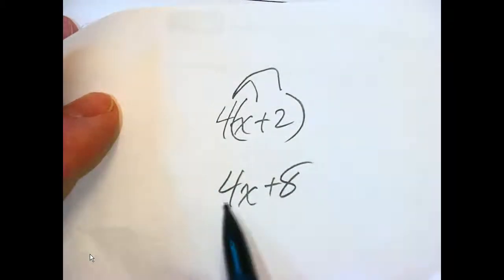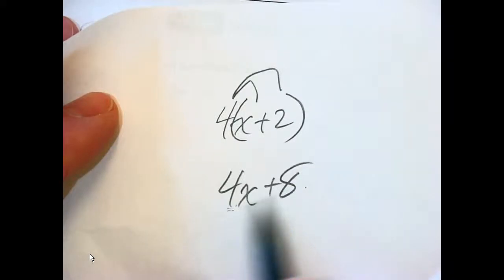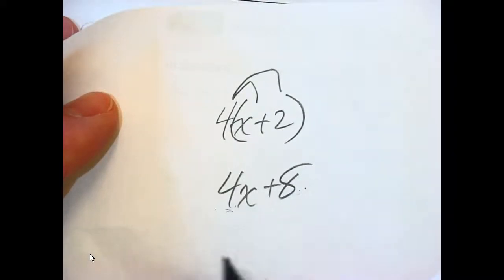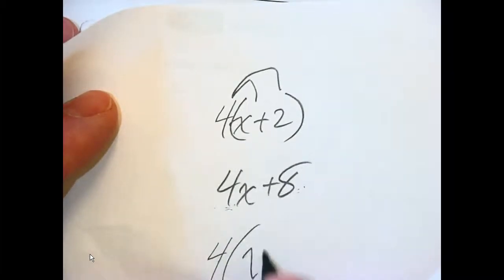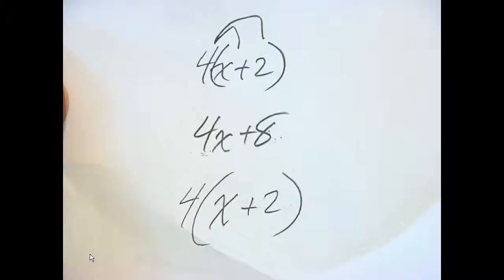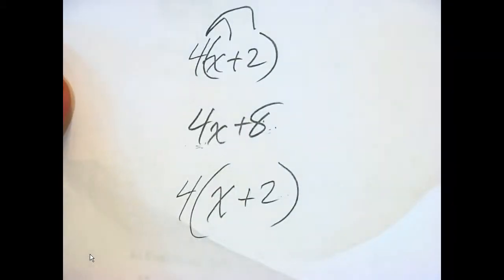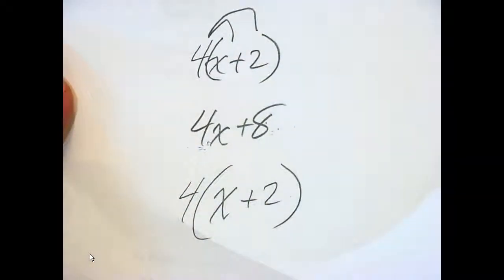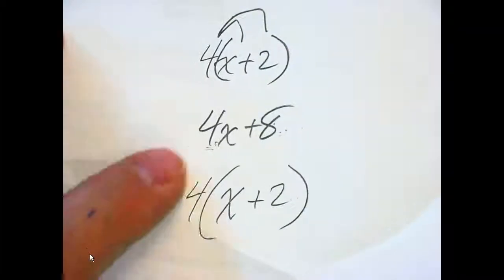You say, hey, what goes into 4 and 8? 4 does. 4 times what is 4x? X. And 4 times what is 8? 2. You've now factored it. Sarah? Right, but you want the biggest number that will go into 4 and 8. Good point. Yeah, you always want the biggest.